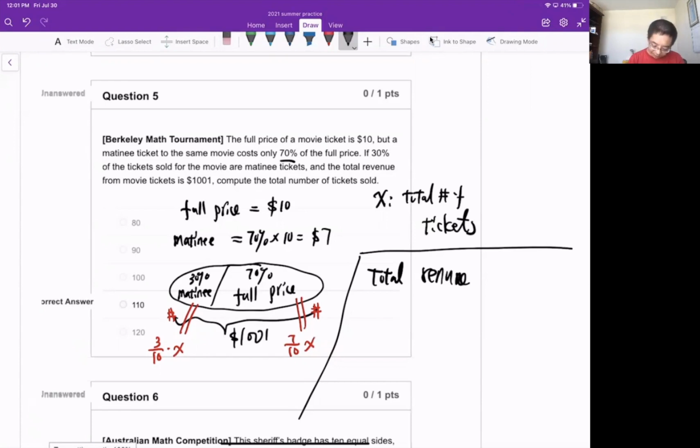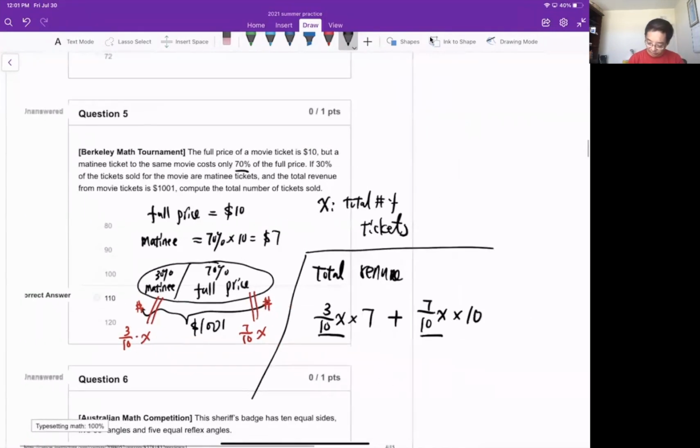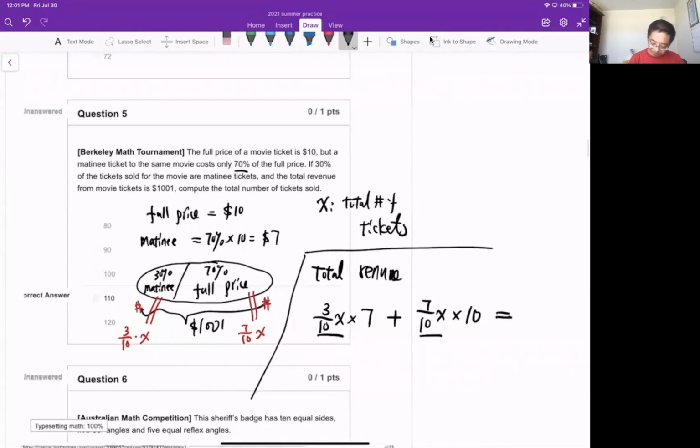So part one is from the matinee, so it's 3 times 10x, but matinee is $7 each, so times 7. And then the second part is from the full price ticket. Full price is 70%, 7 over 10 times x, so those are numbers of tickets, and then multiply by the price. The full price is 10, right? So this one equals, so that's what we have.